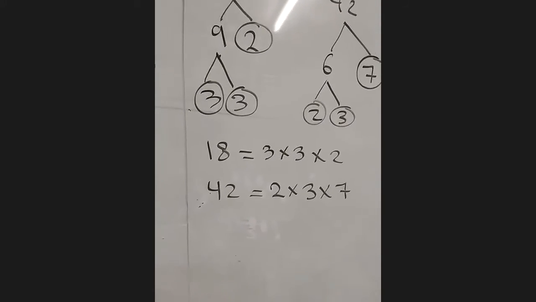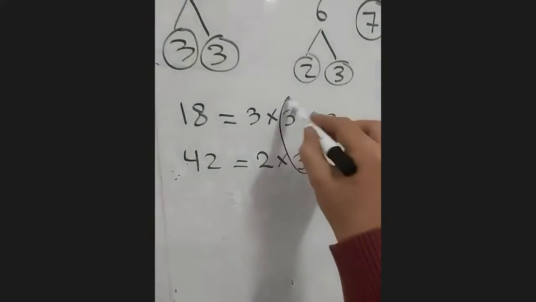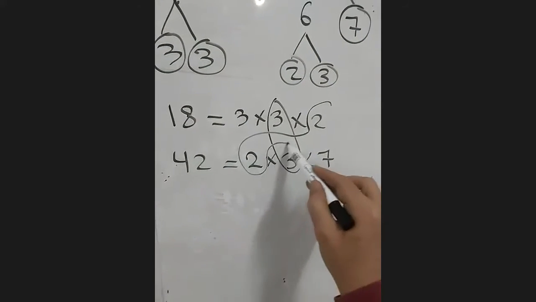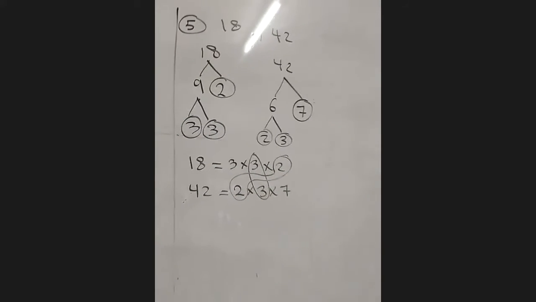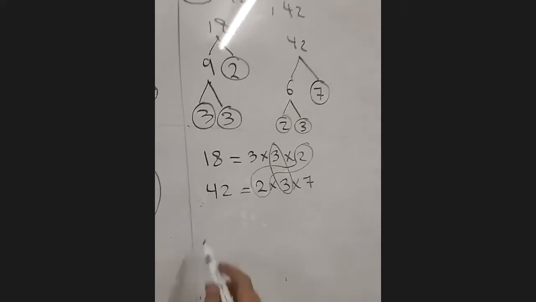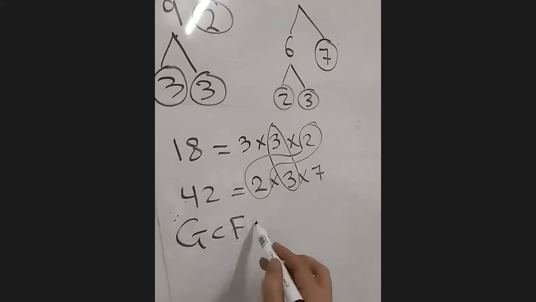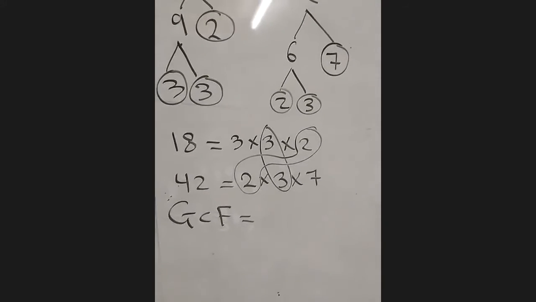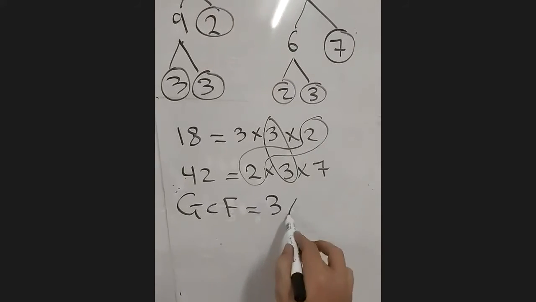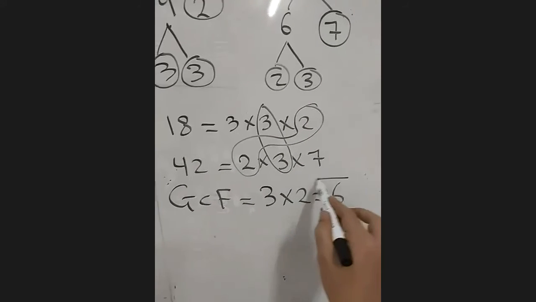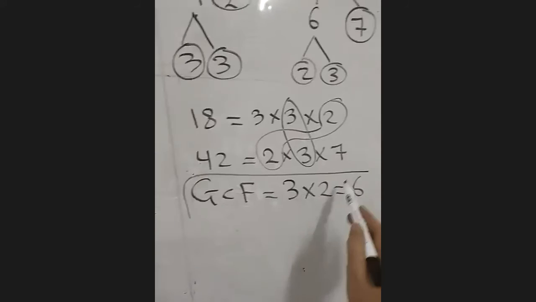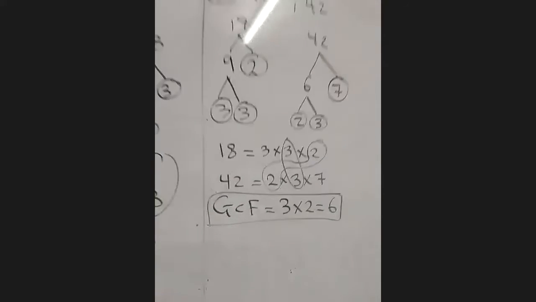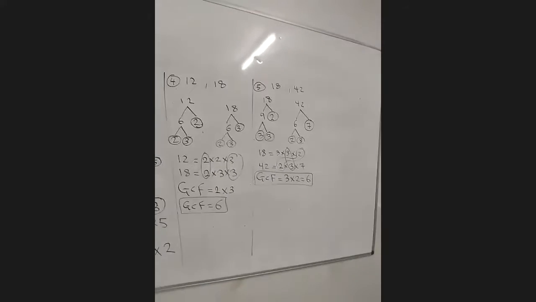3 and 3, and 2 and 2. We have 2 here and 2 here, right? So what's the GCF equal? 3 multiply 2, which is 6. Do you understand it? Good. Thank you.